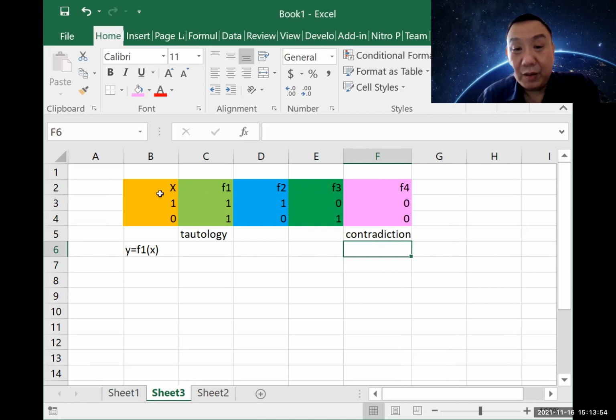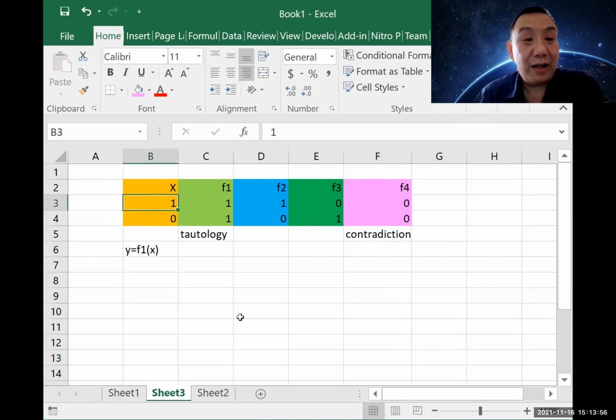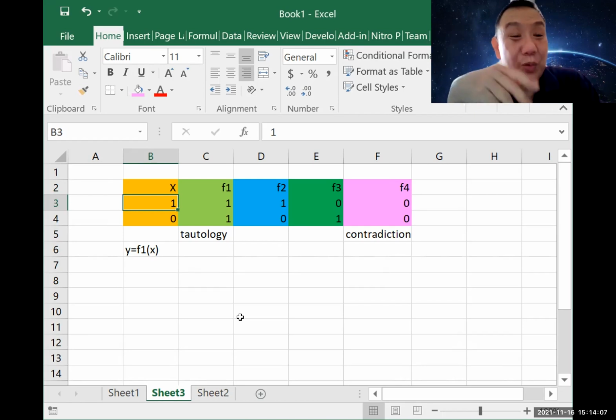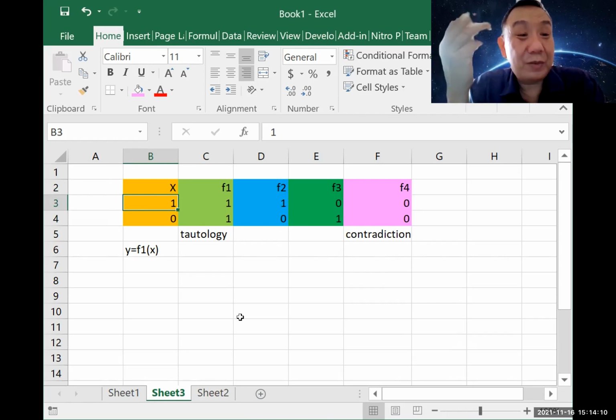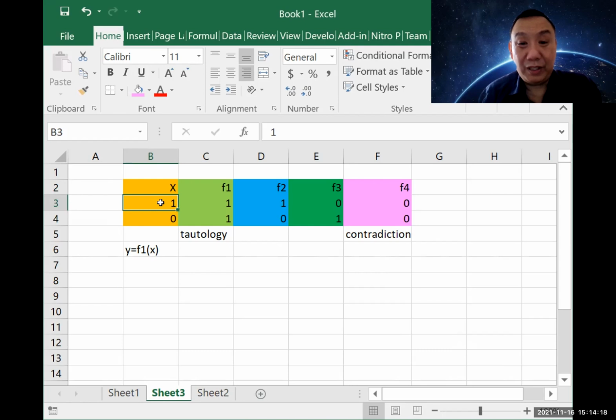Why? Because if my first argument is true, your result is still false. If I'm false, your result is still false. Whatever I'm doing, I'm always false. That's being a contradiction. So whatever the input here, it's always false. That means contradiction. In that case, what is F2?